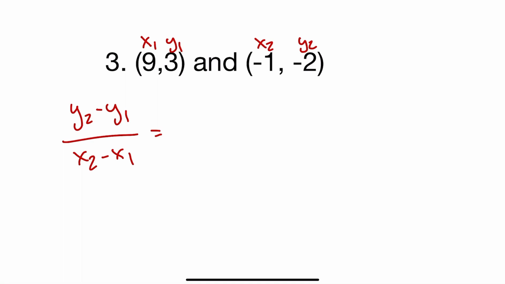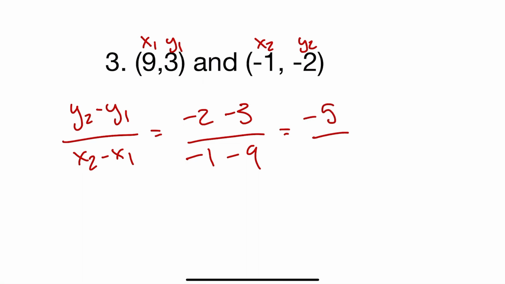All right, so let's start plugging stuff in. y2, y1. y2 is negative 2 minus y1, which is 3. All right, on the bottom we have x2, that's negative 1, minus x1, and x1 is 9. All right, negative 2 minus 3, that's going to be negative 5, over negative 1 minus 9. Since we're subtracting those are going to be negative 10.